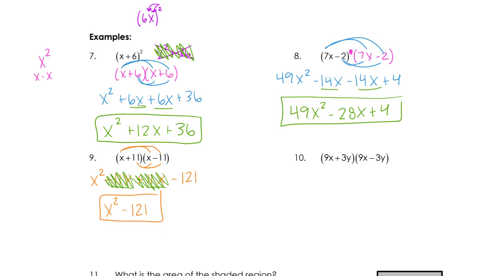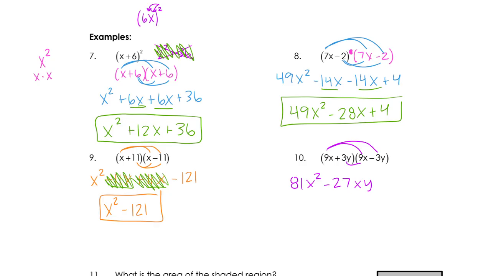Number 10 looks a little bit scarier, but I promise it's really going to be okay if we follow the same process here. Again, I'm going to FOIL. 9x times 9x would be 81x squared. 9x times negative 3y, be very careful here. 9 times negative 3 is negative 27, and then x times y would just be xy.